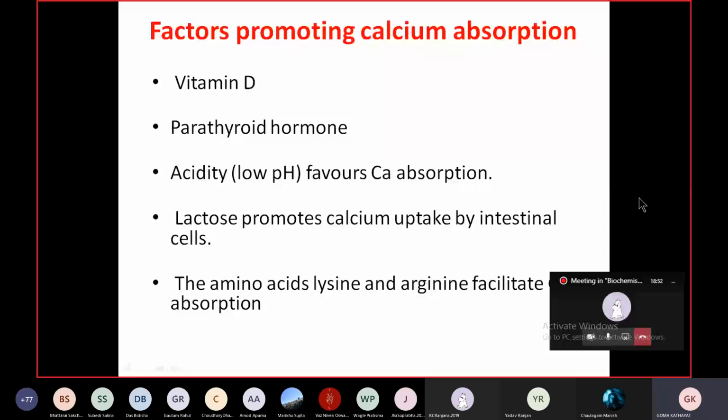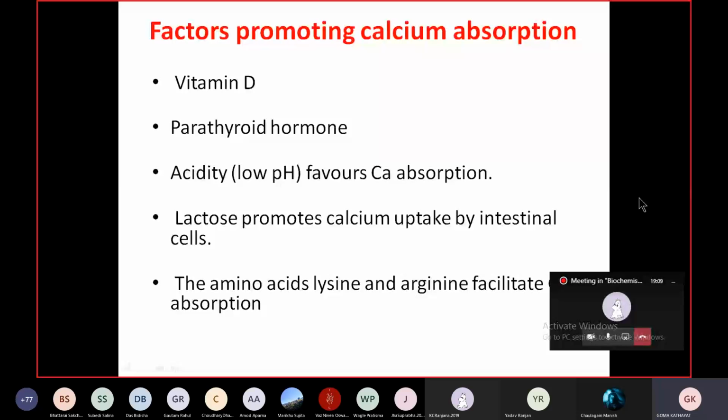Now there will be transcription. There will be formation of messenger RNA, and that messenger RNA is responsible for the synthesis of the protein that is calcium binding protein, which is also known as calbindin. In this way, vitamin D helps in the absorption of calcium from the intestine.